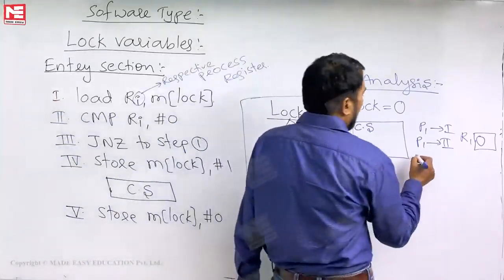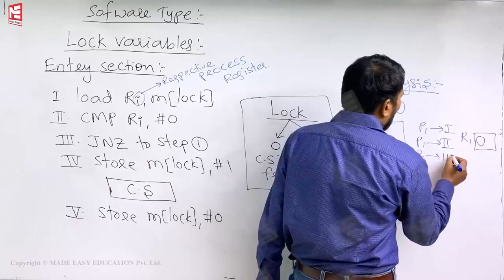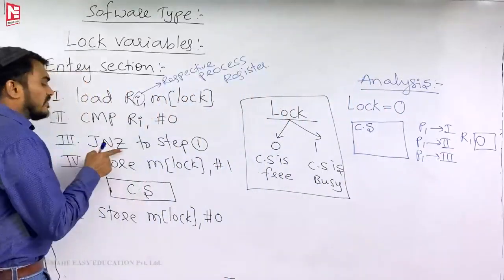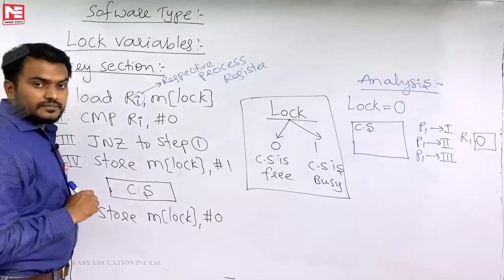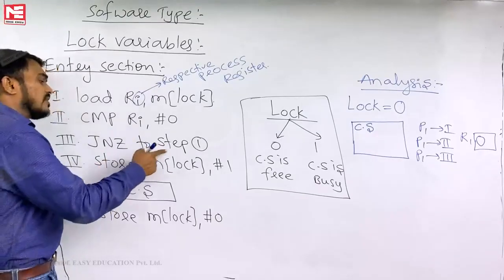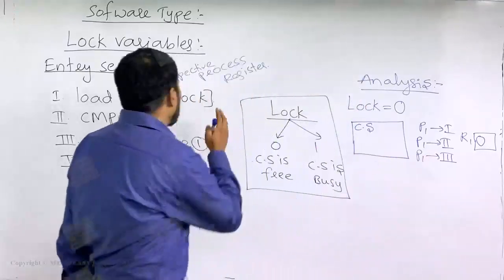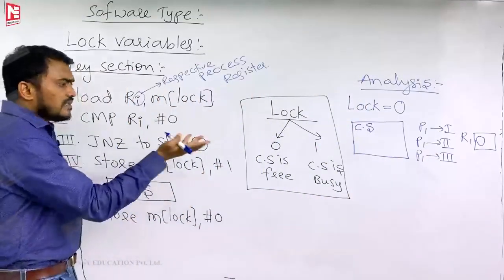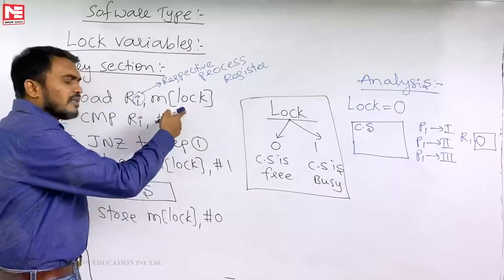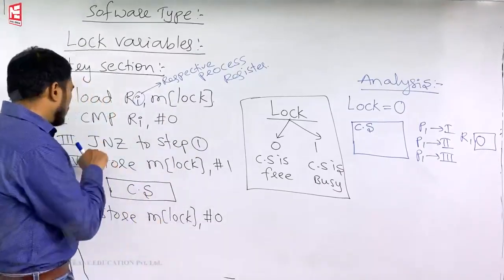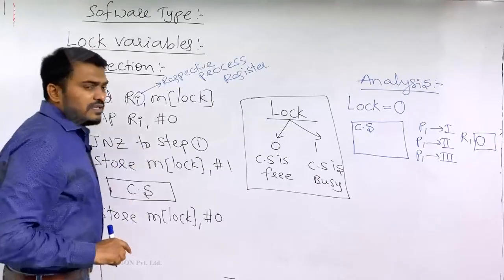Next, now P1 is executing the third instruction. What is the third instruction? Jump if it is non-zero to step 1. Now, tell me, will it jump to step number 1 here? No, because it is 0. If it is non-zero it will jump, but if it is 0, why would it jump? It will not. So now the third instruction is executed.